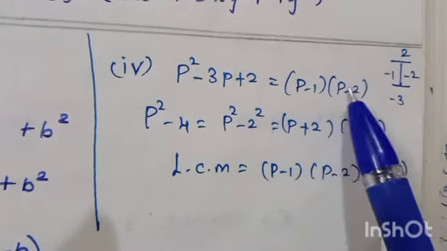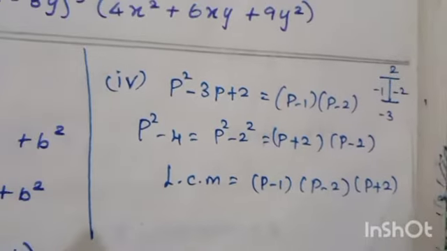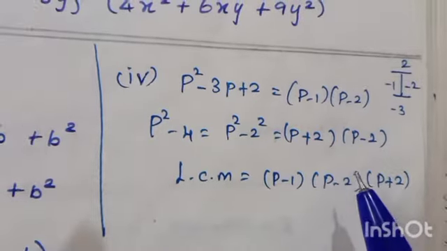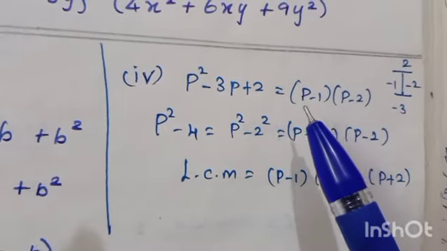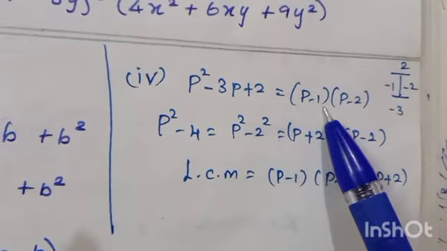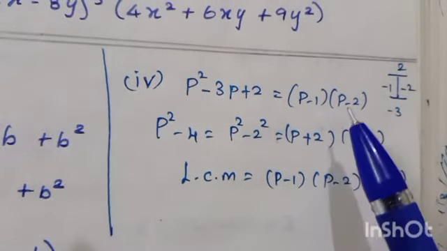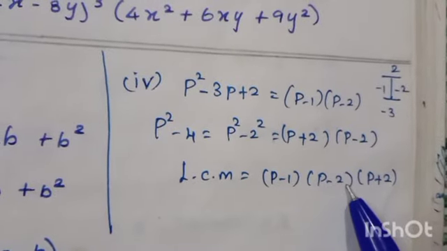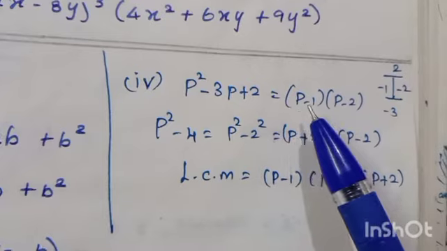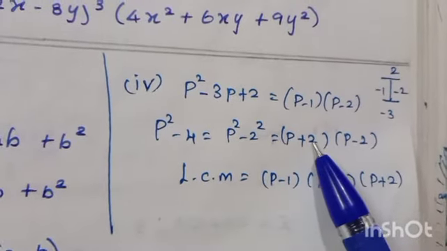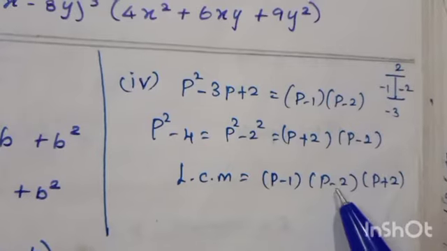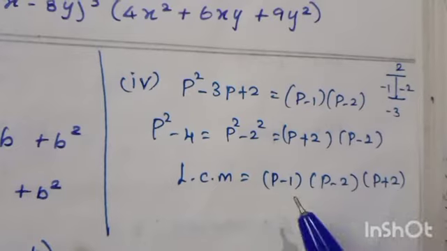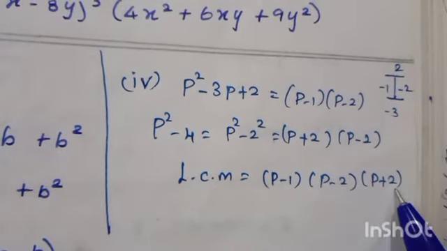Now you have to compare these two factorizations. For LCM, it means the product of common factor and independent factor. So now you have to check the common factor. p minus 1, no, p minus 1 is not there. So the common factor is p minus 2. Take and write that one time only, p minus 2. Then the independent factors, what are they? p minus 1 and p plus 2. So the common factor is p minus 2, and the independent factors are p minus 1 and p plus 2. You have to write in order. That is p minus 1 into p minus 2 into p plus 2.